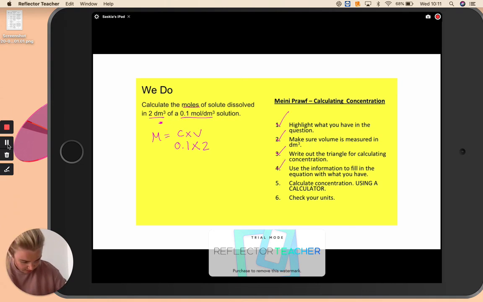Calculate using a calculator again. You might be able to do that in your head, but I would suggest you just check. So I'm just checking on my calculator. Can't do that in my head, but I just think it's worth checking. So 0.2. Again, go back and check your units. The units for moles are just mole or moles. But check your units.